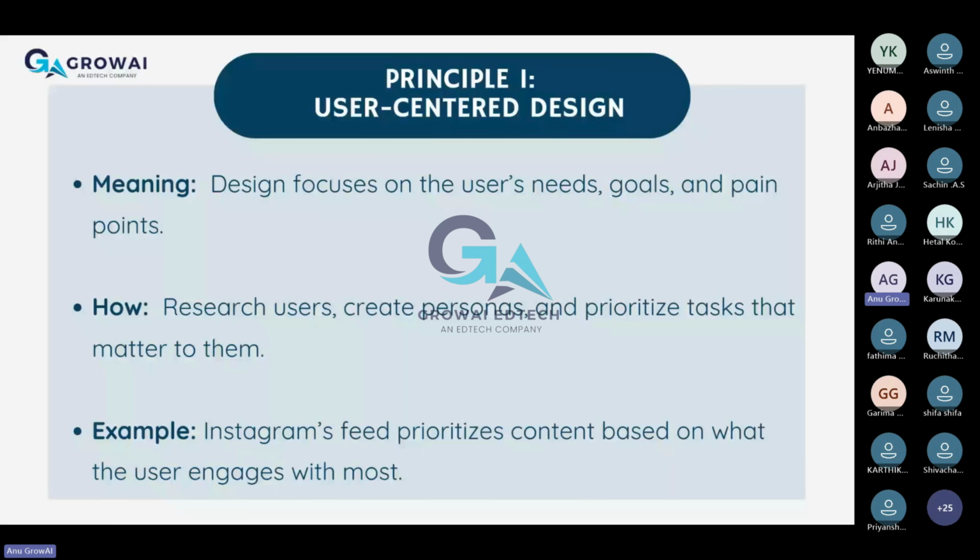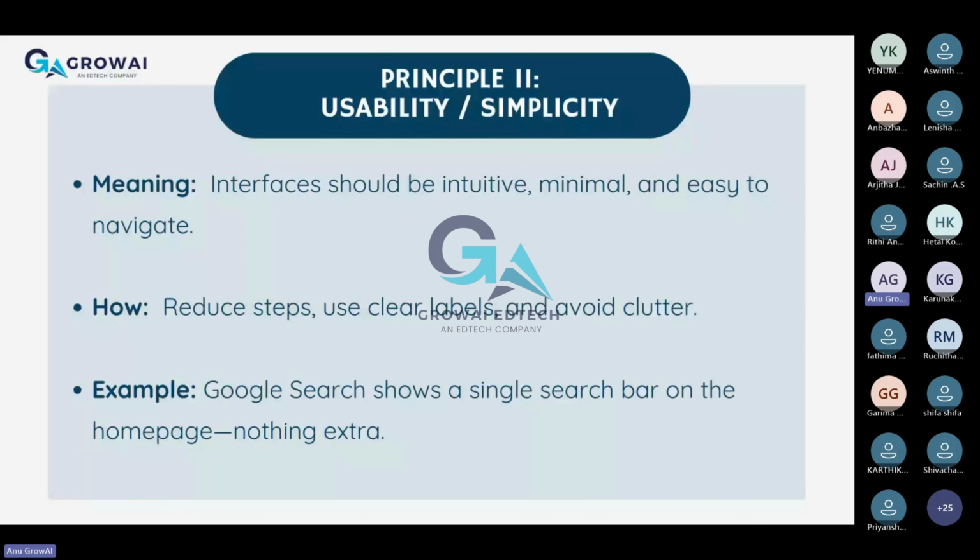And principle two is usability and simplicity. That is, we should make sure that our UX interface is in a simple manner. We don't need to use any high-standard manners. It should be easily usable for the end user. So that is the principle we are focusing on in principle two.